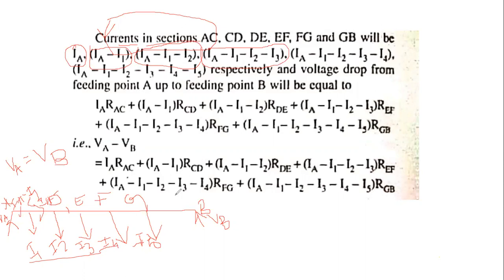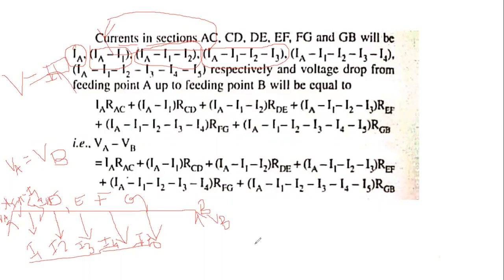Next, coming to the GB section. Okay, this is the GB section. How many currents are dropped? 5 currents. That is I1 current, I2 current, I3 current, I4 current, and I5 current. Then IA minus I1, I2, I3, I4, I5, respectively. And the voltage drops: what is the formula for the voltage drop? V is equal to I into R.